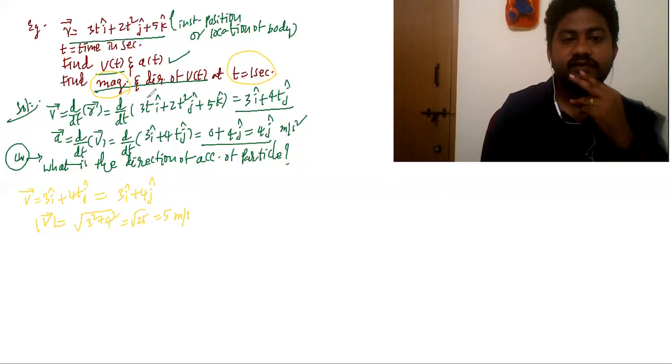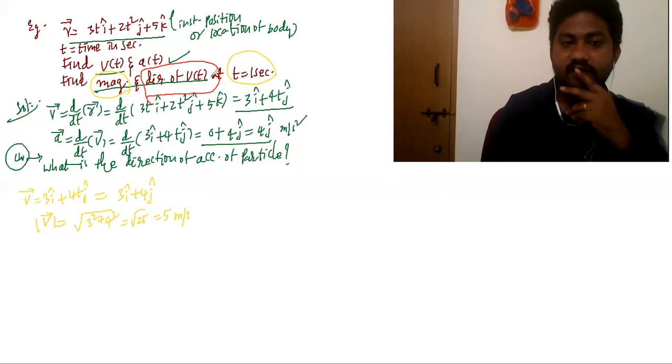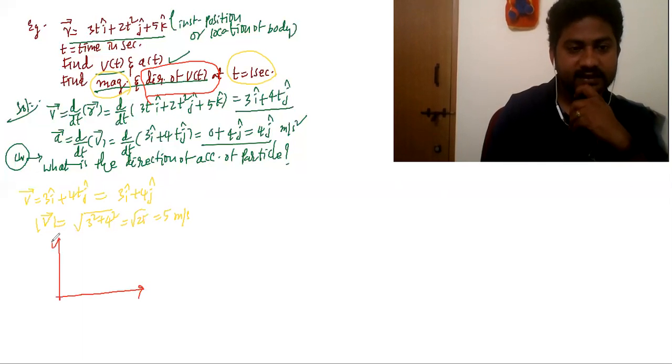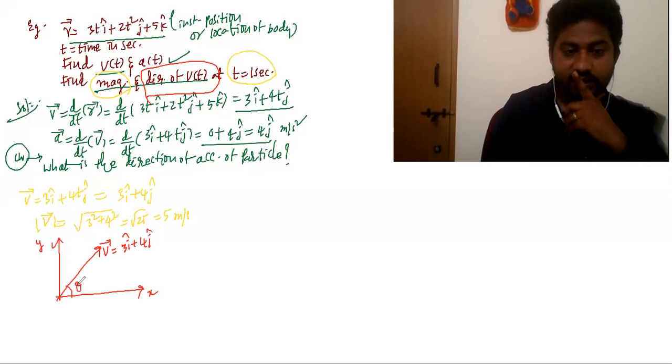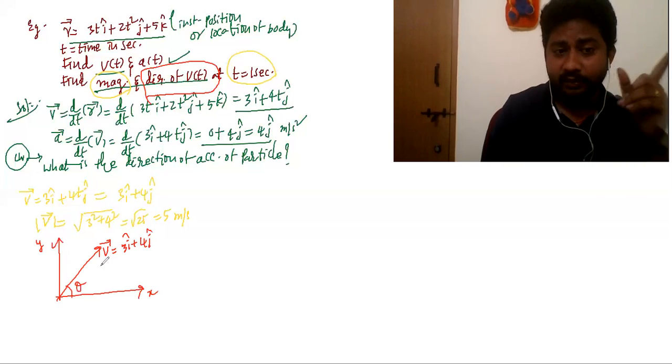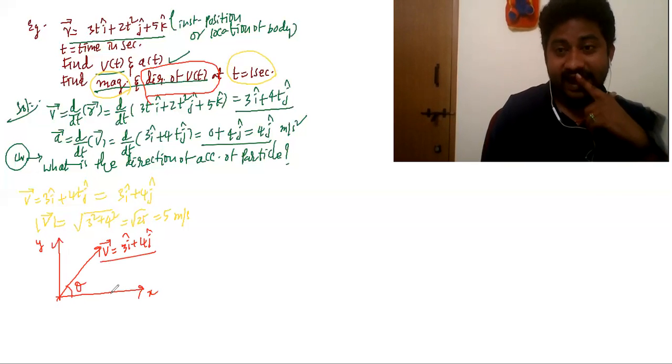Now the question is finding the direction of the velocity. Direction of velocity finding is also very simple, my dear students. If you draw, this is the x-axis and y-axis. This is the velocity vector, for example. At 1 second, it is 3 i cap plus 4 j cap. This is the theta here. Theta is the angle made by this velocity vector with the x-axis.